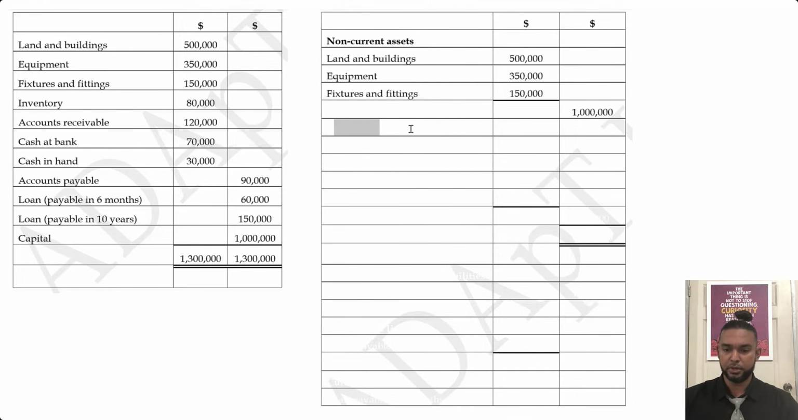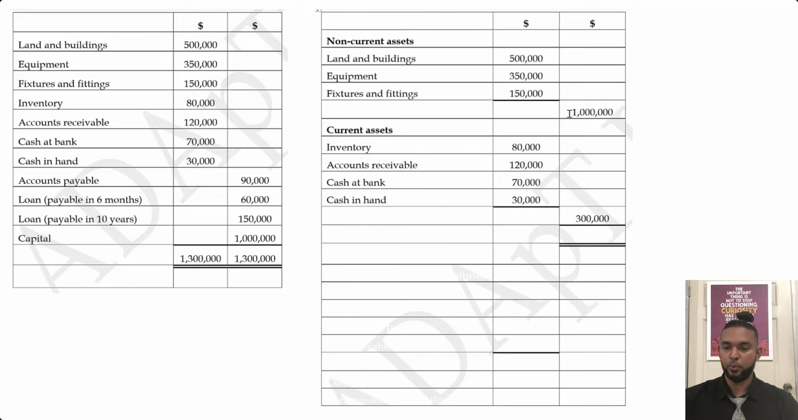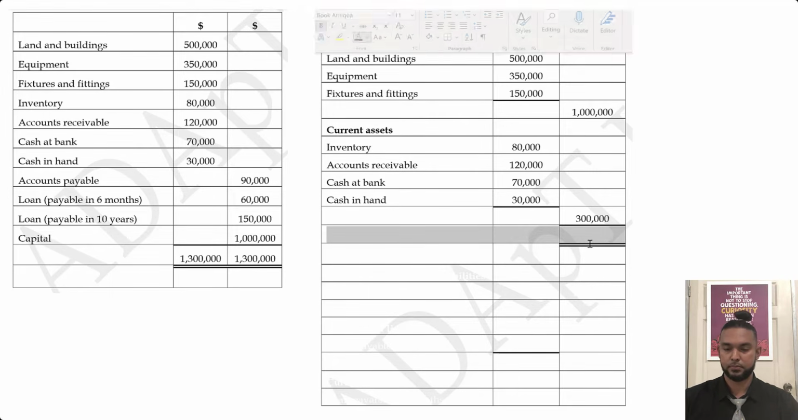Okay, next, we're going to talk about current assets. Like I said, that'll be these items here: stock, debtors, bank, and cash. So we're just going to plug them in, and we're going to put a subtotal. And now we're going to add these two to get total assets.